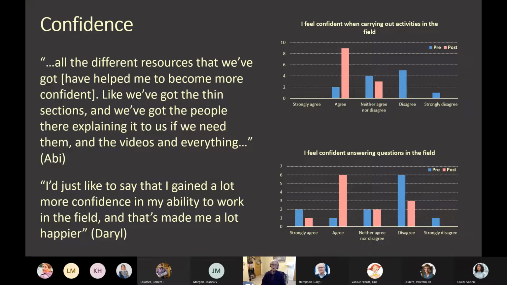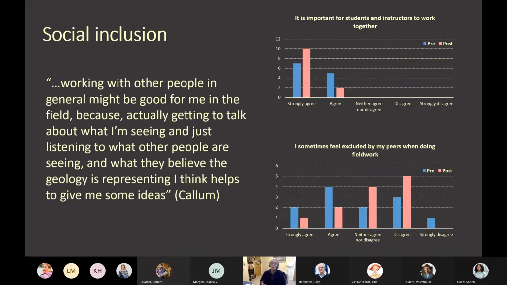So students were more confident about carrying out their activities, and generally they felt more confident about answering questions. Okay, so that was a really positive outcome. And this quote here from Abby in particular just highlights the importance of multiple means of access and engagement in helping develop that confidence.